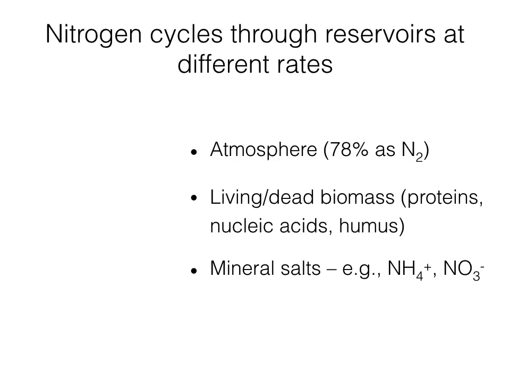The next largest nitrogen reservoir is living and dead biomass. So all of the biomass on planet Earth, living or dead, includes nitrogen in the form of proteins, nucleic acids, and humus, the dead organic matter on the forest floor, or trapped in sediments at the bottom of a lake. So all living and dead biomass. And then the smallest pool is mineral salts. By these I mean essentially the ammonium and nitrate I just talked about, but there are other inorganic forms with ionic characteristics. They easily form salts, so they're referred to collectively as the mineral salts.